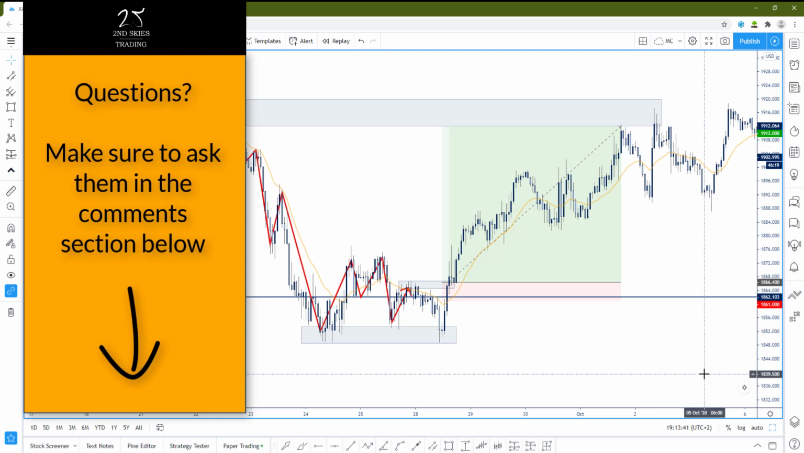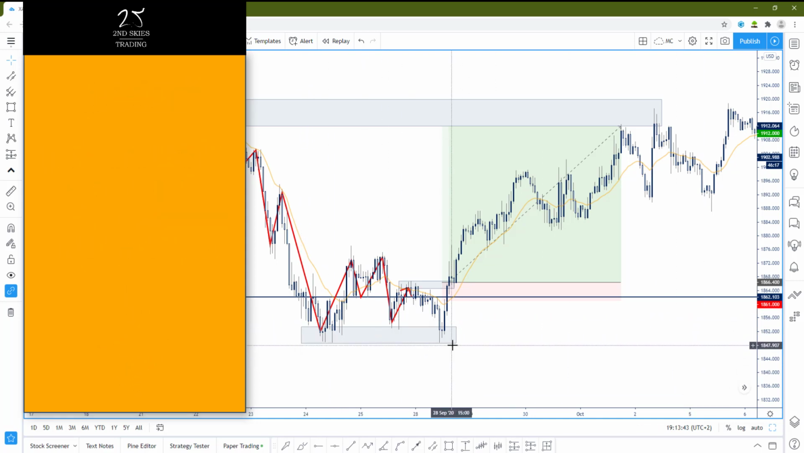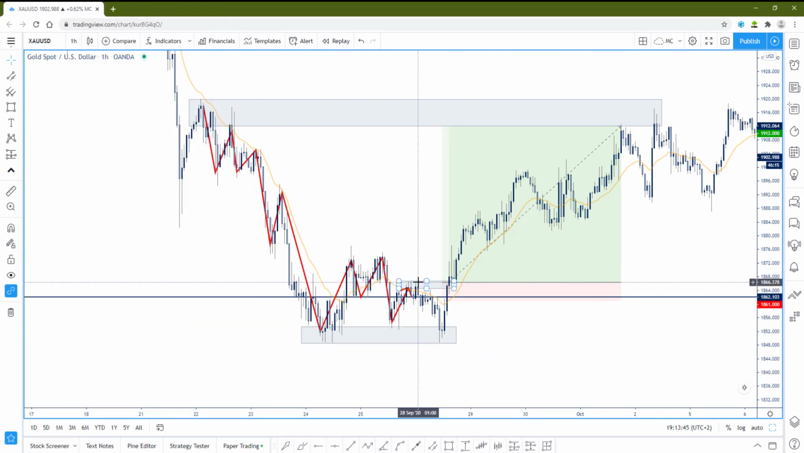Same is true for the entry. He waited for price to build this base down here. He waited for a break of a short-term resistance and then attacked it aggressively with a very tight stop and a really well chosen target up here. In terms of analysis, entry and stop loss, I think he really nailed it.